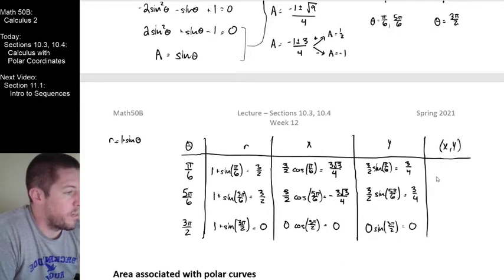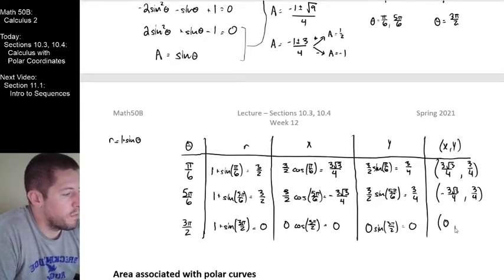So what are the 3 points that we arrived at? Our x values are 3√3/4, comma, 3/4. Then we got -3√3/4, comma, 3/4. And then we got 0, 0.